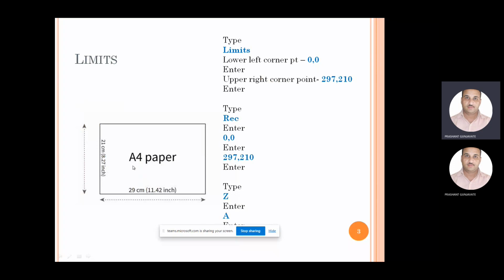After taking this command, this size limit is given to the computer itself, or AutoCAD, but it is not visible to us. To make it visible to us, we have to draw a rectangle, and for rectangle there is a short key REC. Again, you have to take these values 0, 0, 297, 210, and A for all. Okay, so we will see this in AutoCAD.